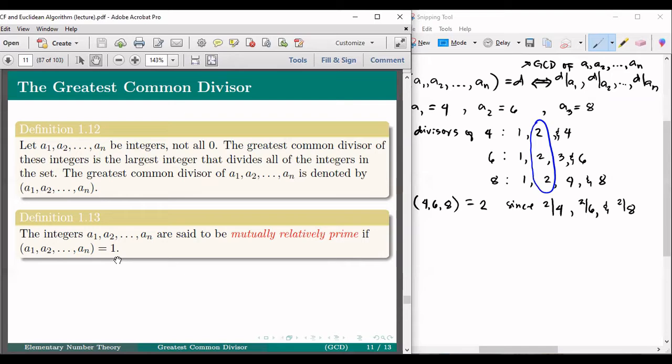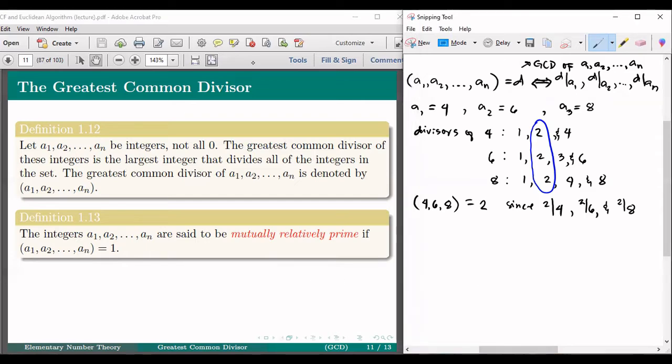Now, recall that for the GCD of 2 integers, as discussed a while ago, if they are relatively prime, its GCD is 1. Now here, we call it mutually relatively prime for 2 or more integers. So the same concept: their GCD is equal to 1.